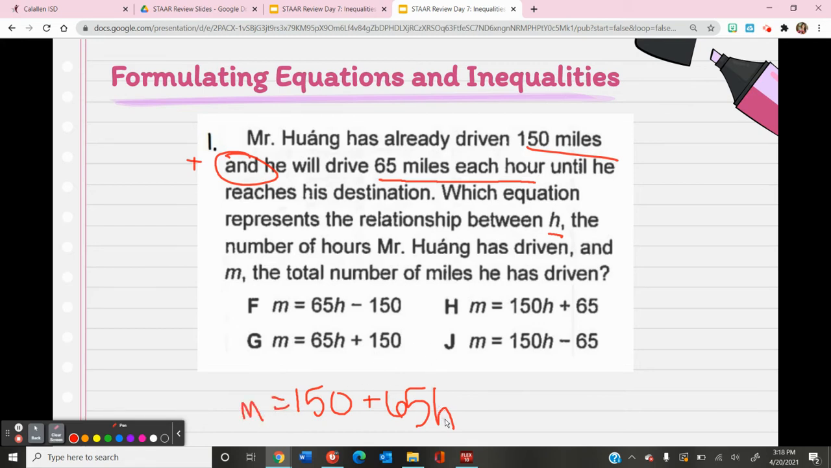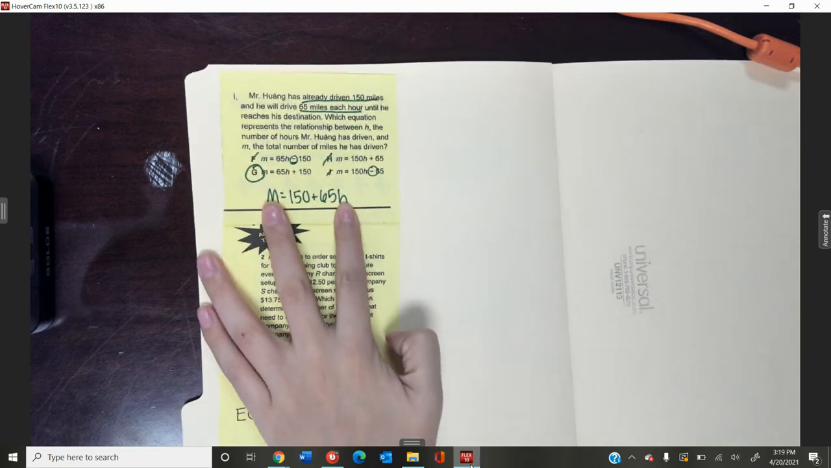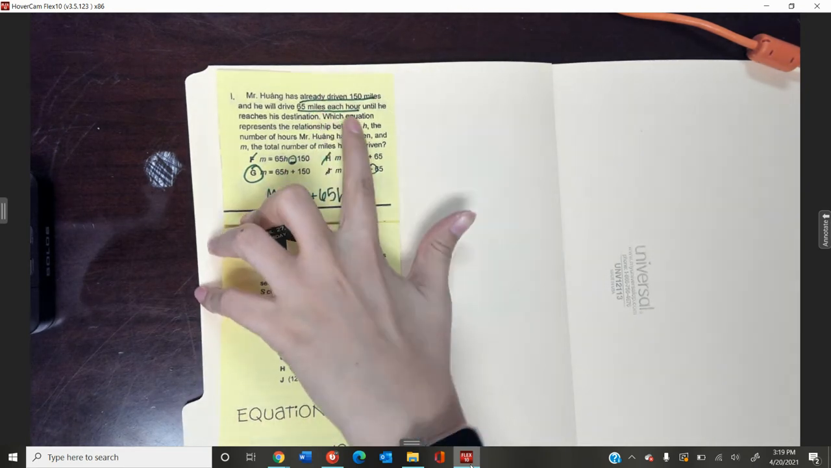So looking at our answer choices, I should be adding, so I can eliminate F and I can eliminate J because they are subtracting. Now, in my equation that I have created, I have the 65 miles gets the H, so that means that G is my answer. Now, going back to your foldable, this is everything you should have written down. So you should have your formula, you should have this underlined. So that was number 1.